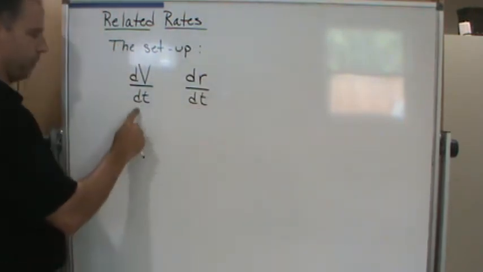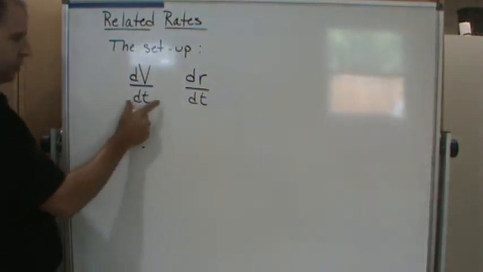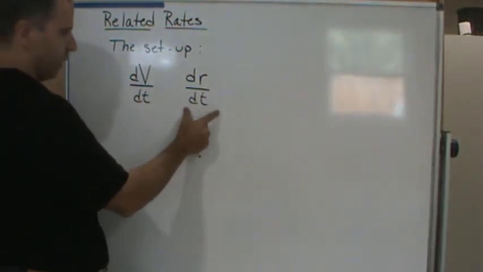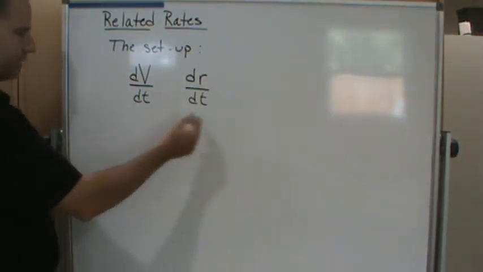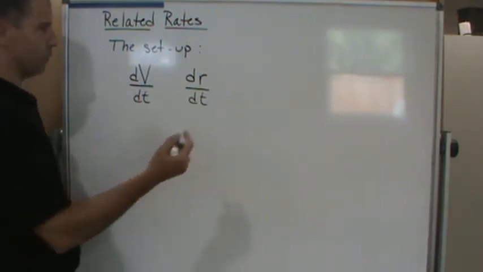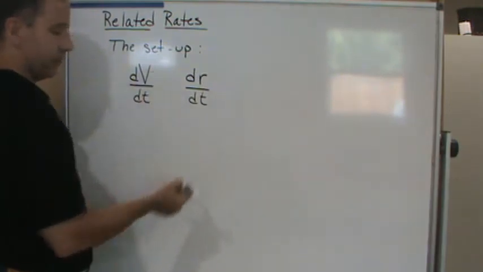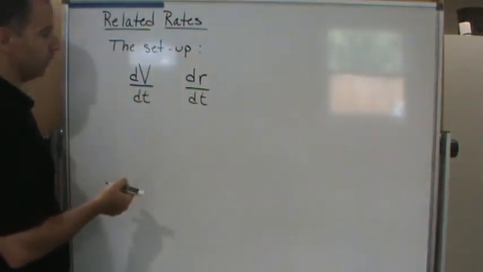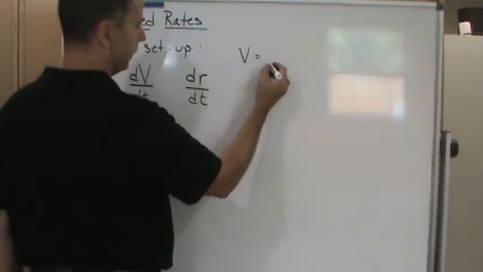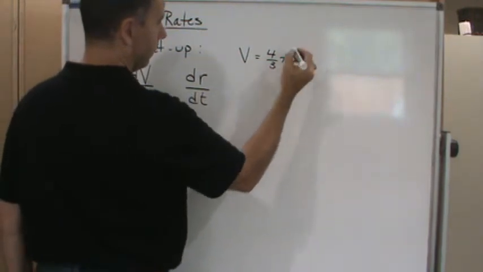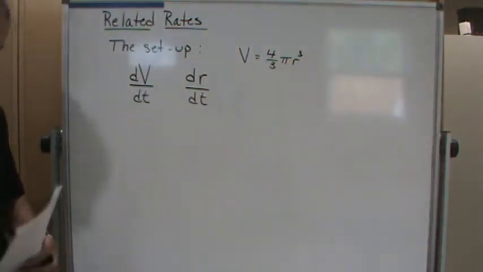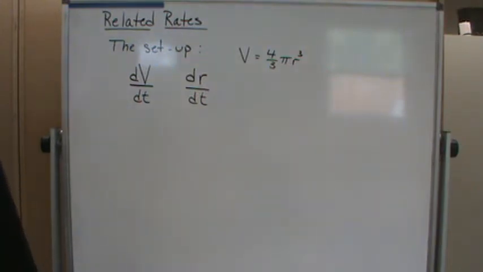We would say that both of these are related rates. This is a change in volume over change in time, and a change in radius over change in time. As you're blowing up the balloon or filling it with water, both of these things are changing, and they're related to each other because the volume formula of a sphere is 4/3 pi r cubed. So the radius and volume are related in that regard as well.